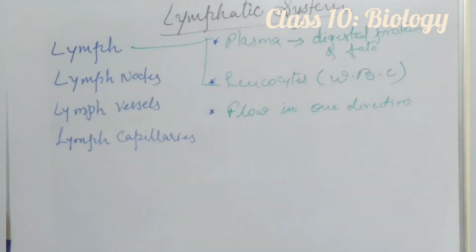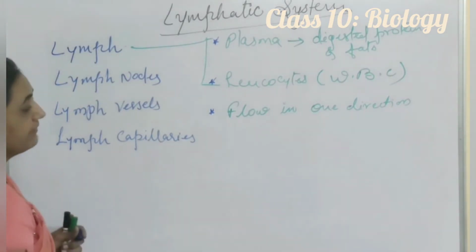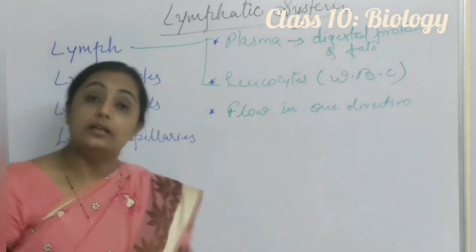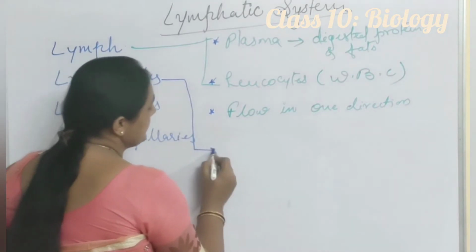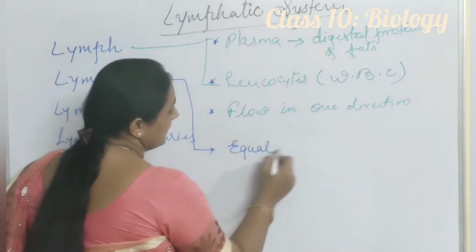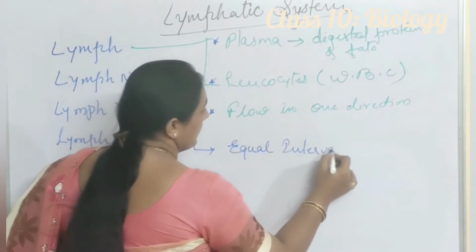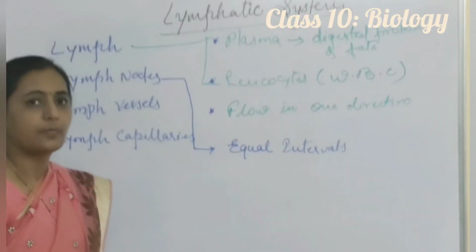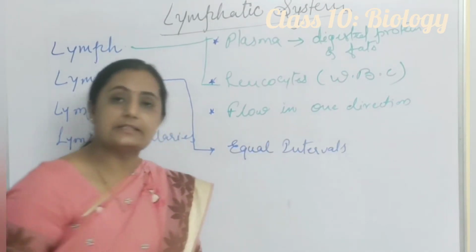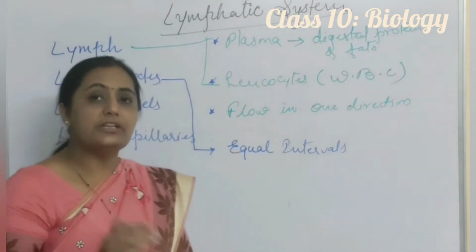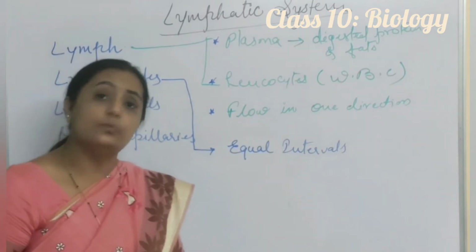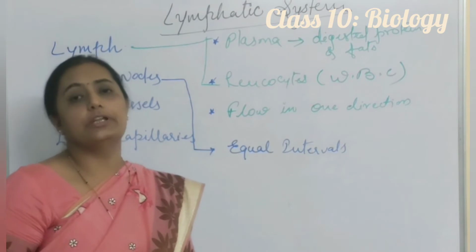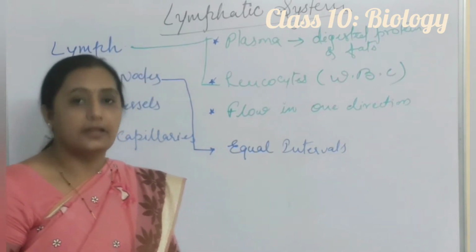Now, how does this lymph move from one place to another? This lymph travels with the help of lymph nodes. What do you mean by lymph nodes? These lymph nodes are present at equal intervals in our body. Many lymph nodes are present, and all these lymph nodes are rich with WBCs and are important for the body to fight infection.